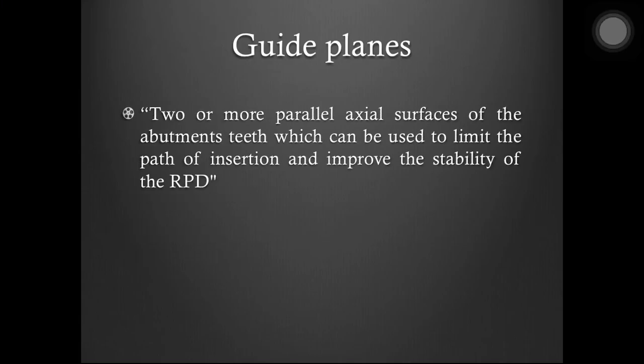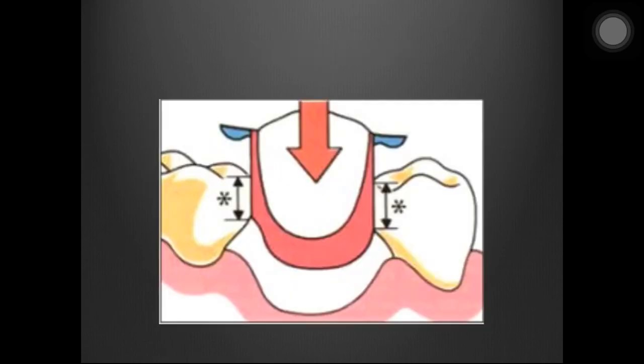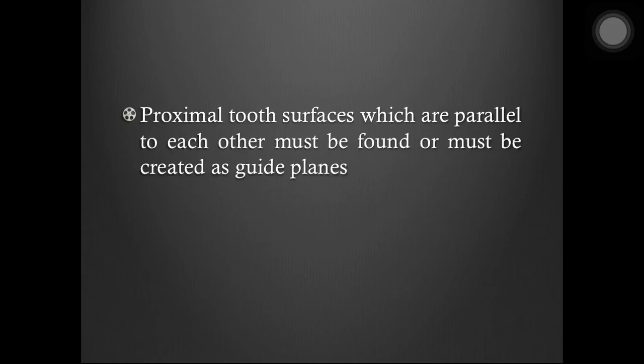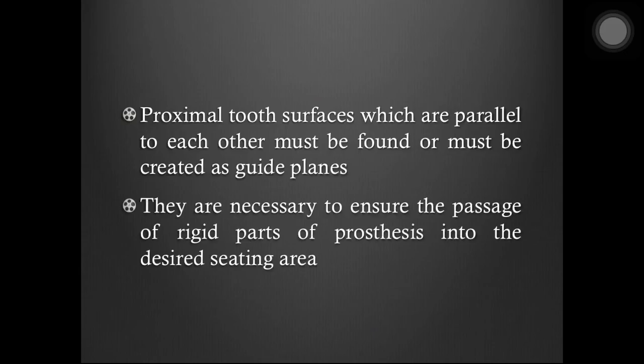Guide planes are two or more parallel axial surfaces, axial meaning vertical in nature, of the abutment, which can be used to limit the path of insertion and improve the stability of the prosthesis. Like this tooth, if you consider this as the distal tooth, this is its mesial part, this will act as a guide plane, and this tooth's distal wall will act as a guide plane. Proximal tooth surfaces which are parallel to each other must be found or must be created as guide planes. Either they are found or they can be created with the help of additive or subtractive procedures.